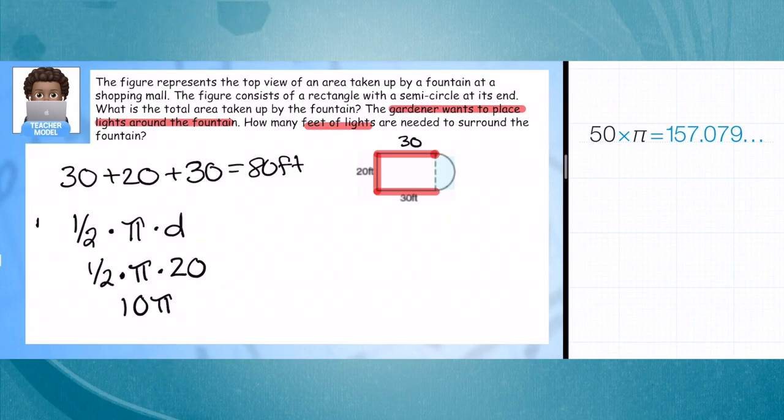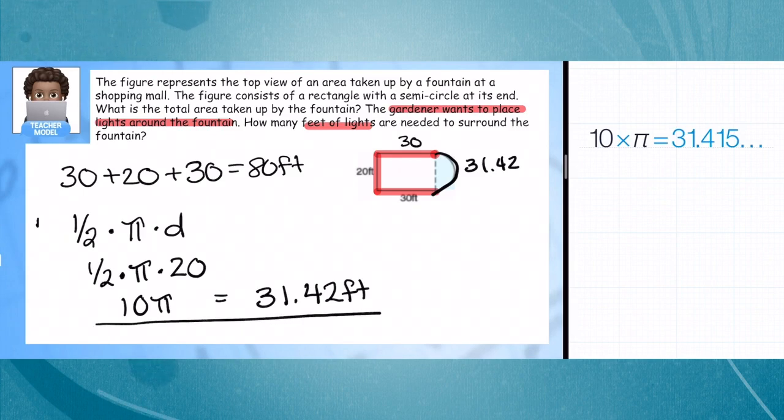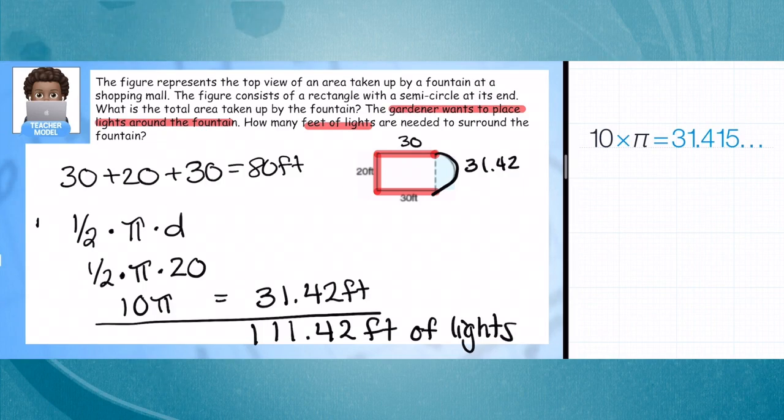And I don't think he's going to want to know, hey, you need 10 pi feet of light. That doesn't make any sense. So again, we're going to figure out 10 pi. This part is equal to 31.42 feet. So now I know this part, and I'm going to add it with the other to find the total, and I get 111.42 feet of light. Hit pause so you can jot this down into your notes.